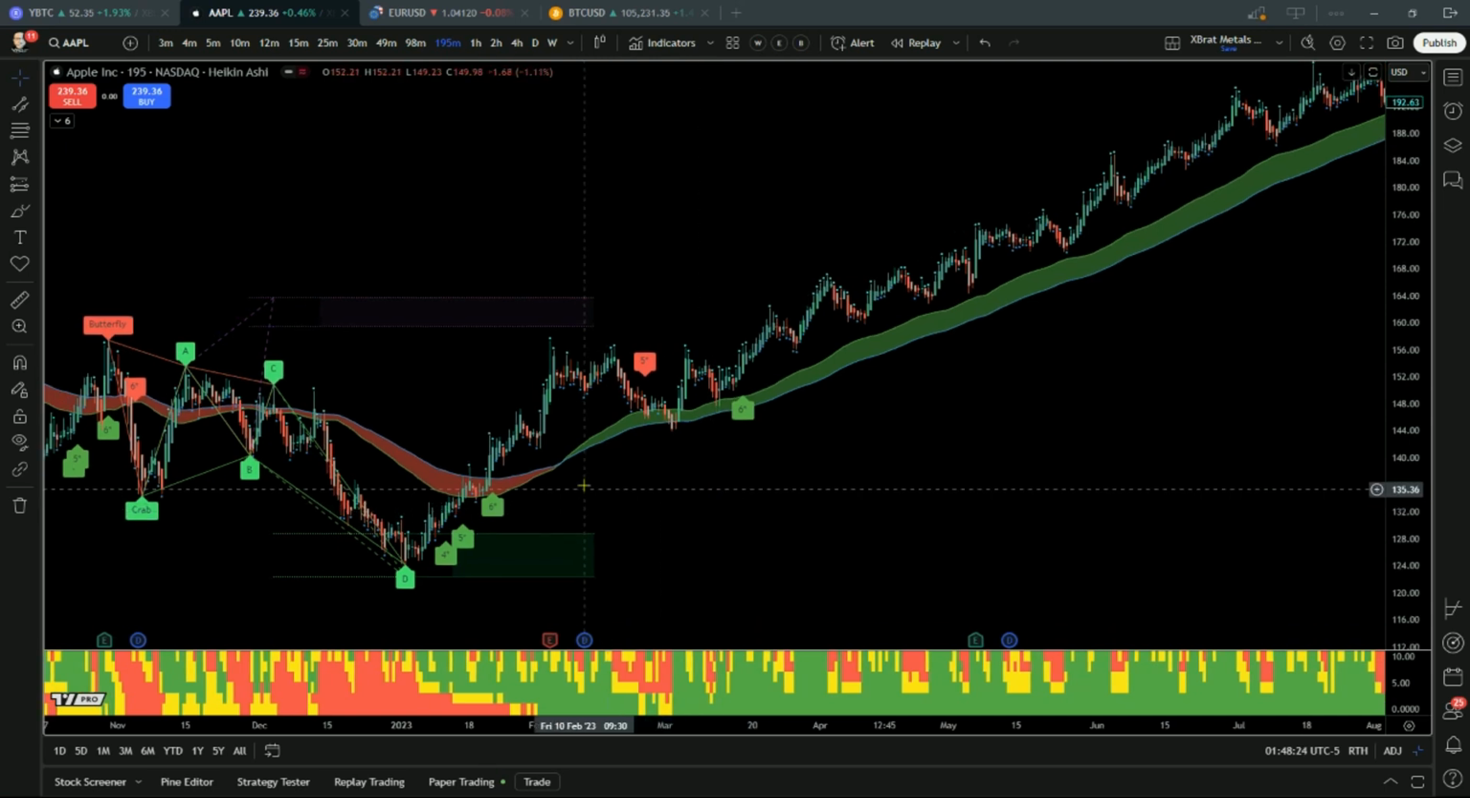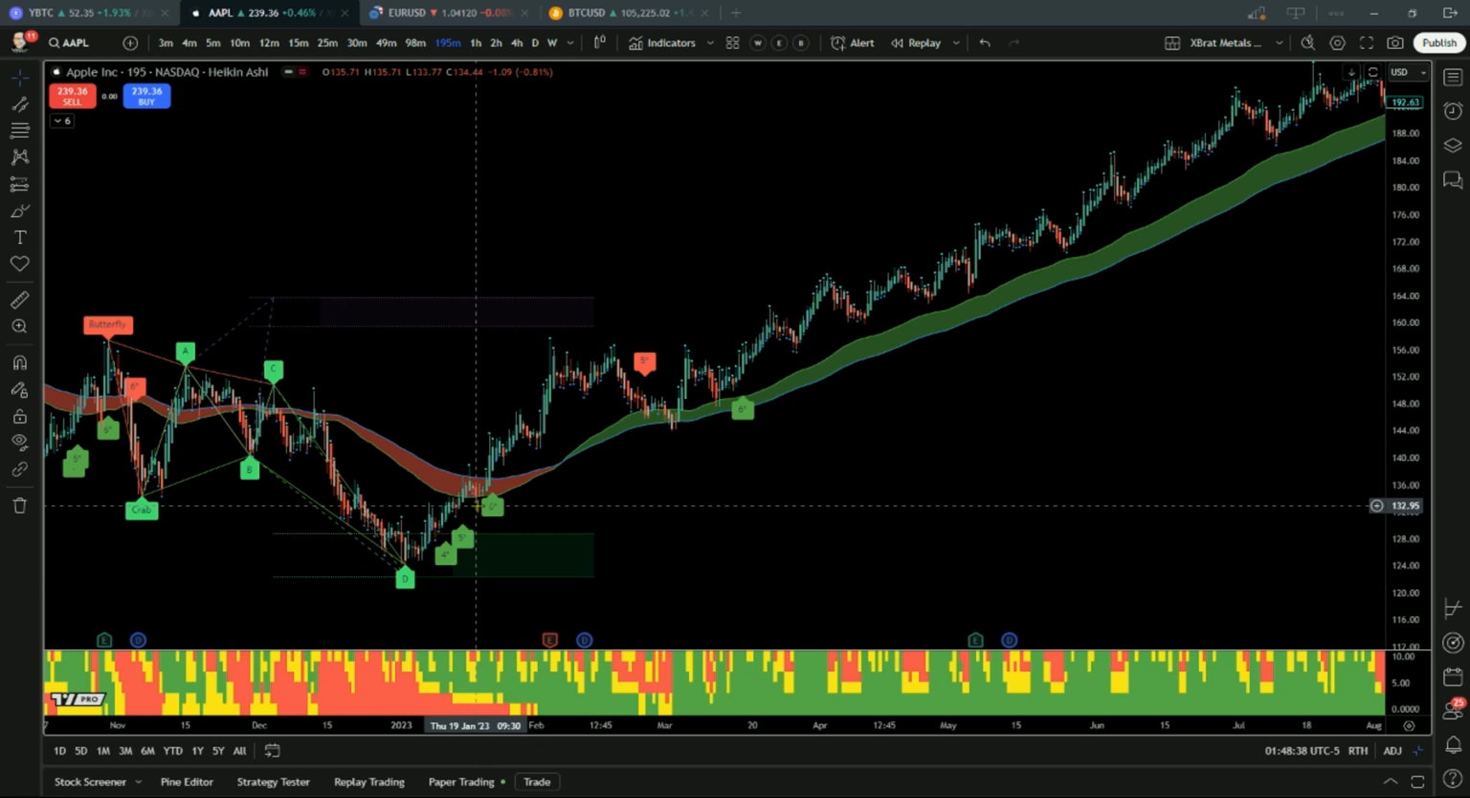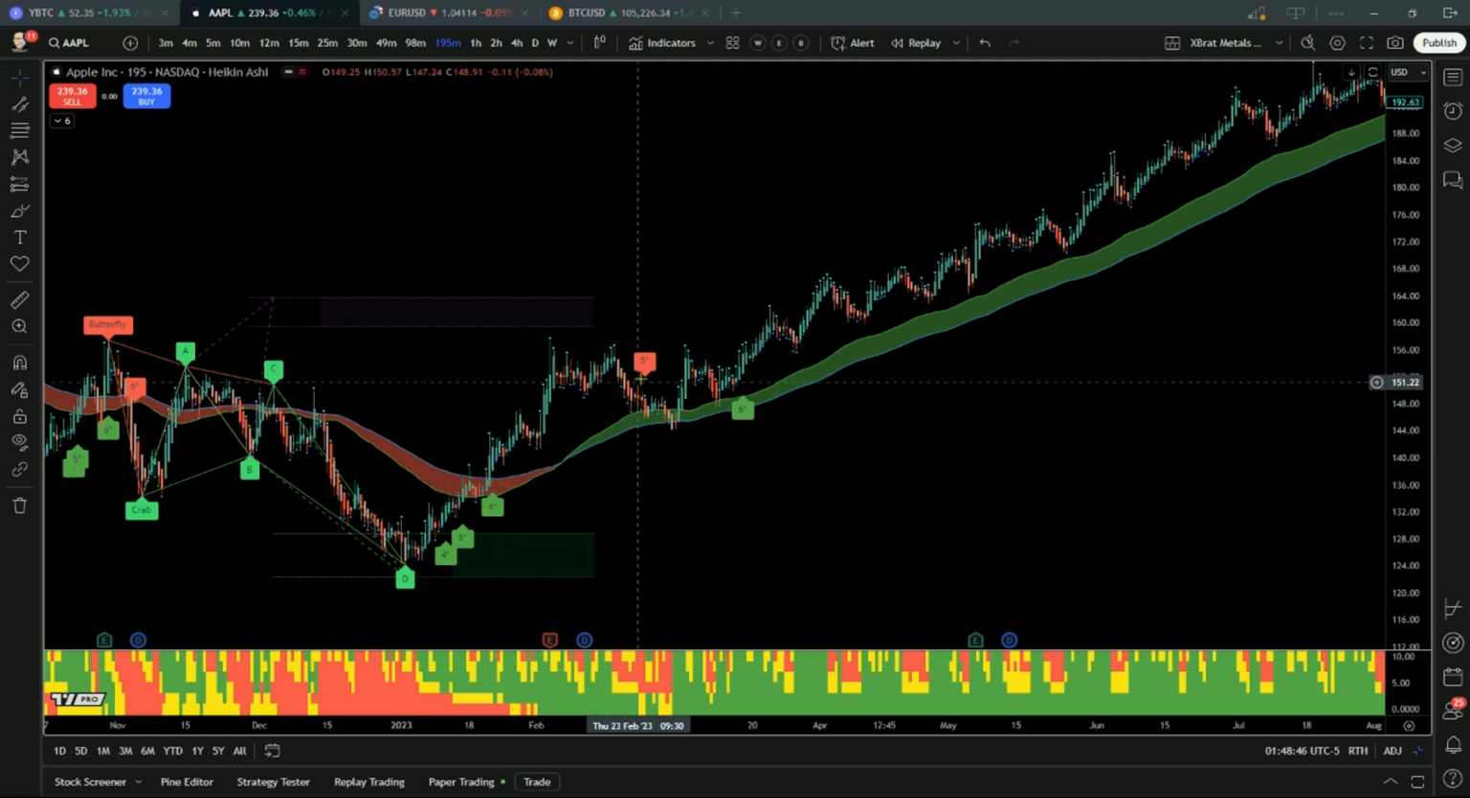So I'm going back to the beginning of 2023 because this was a big move, and it does happen on lots of stocks. I'm combining harmonic patterns with the xBrat algo to give me that sort of confluence with momentum to get into these trades. I'm also using the Bias Depth Heatmap to give me confirmations, but also to deny potential shorts, that sort of thing.